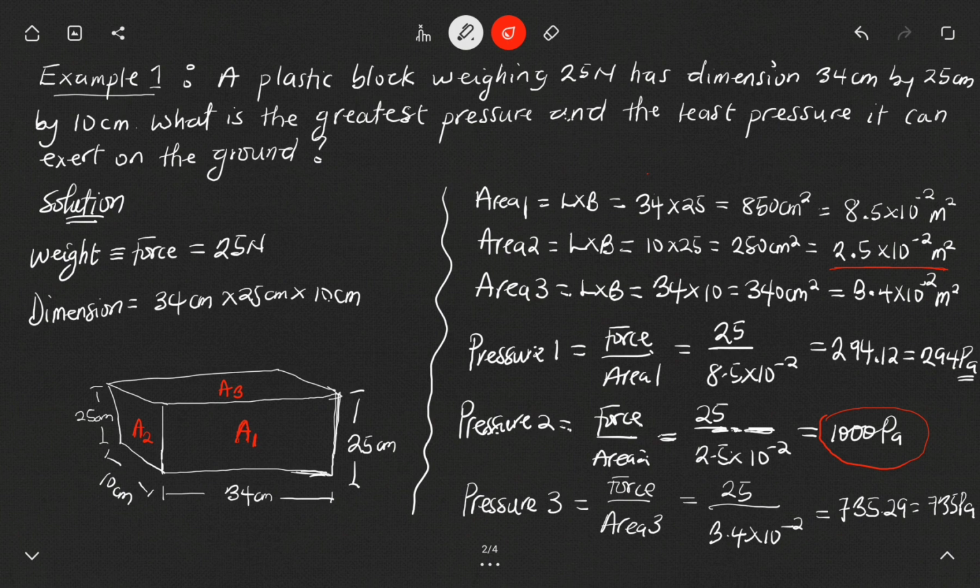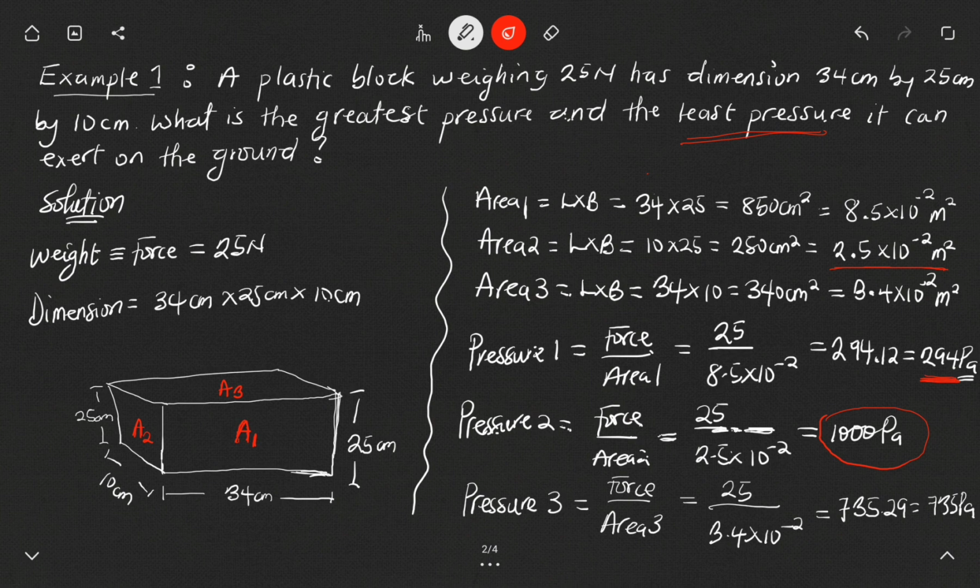All right, let's look at the area with the least pressure over here. If we look at that, between 294 and 735, definitely 294 is the least pressure. And if you look at that, the area is 8.5 times 10 raised to the power minus 2, which is the greatest area exerted by area 1. So we can see that area 1 has the biggest surface area.